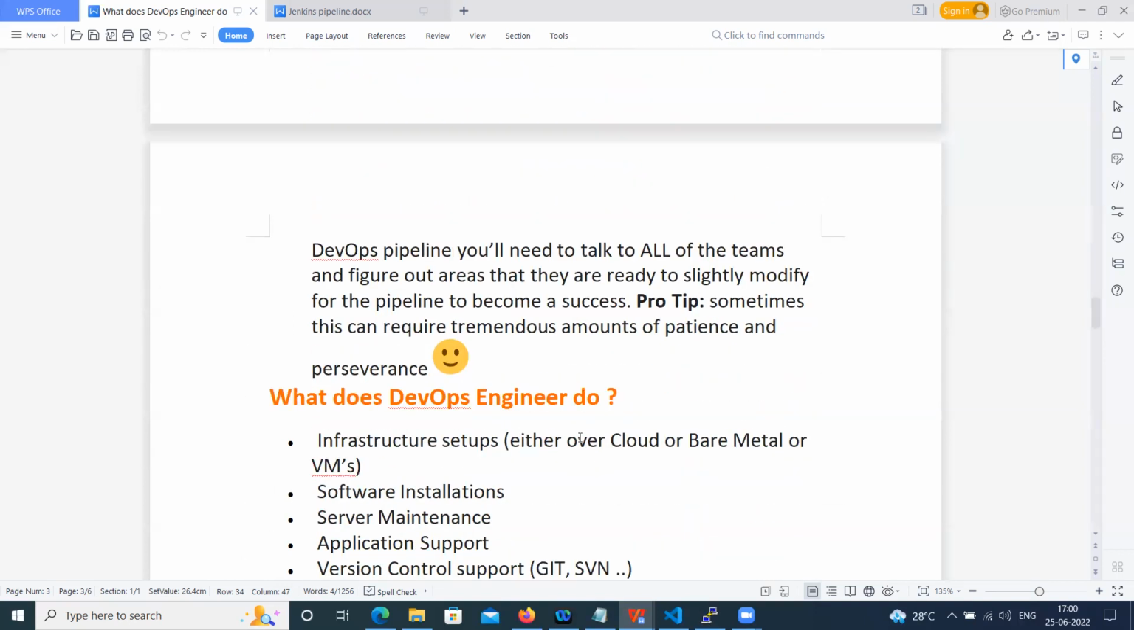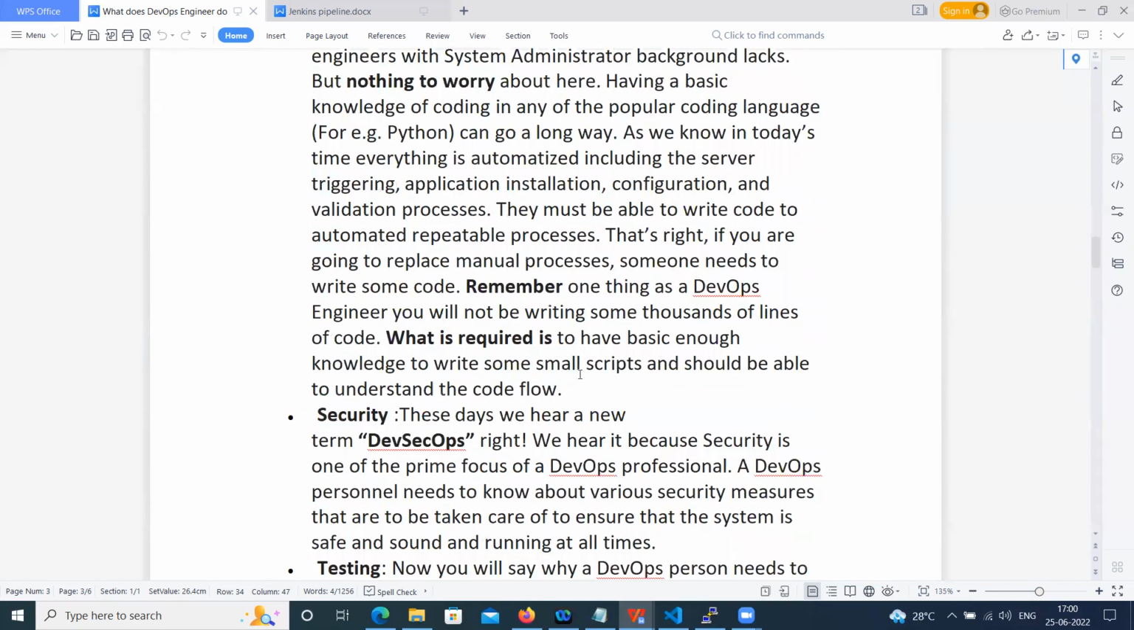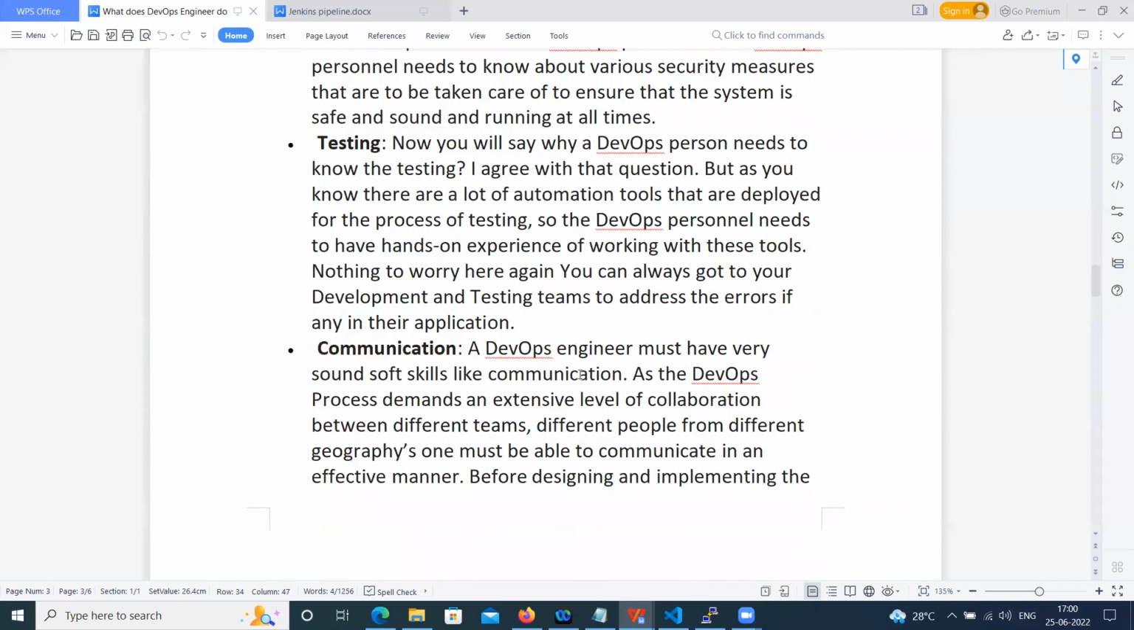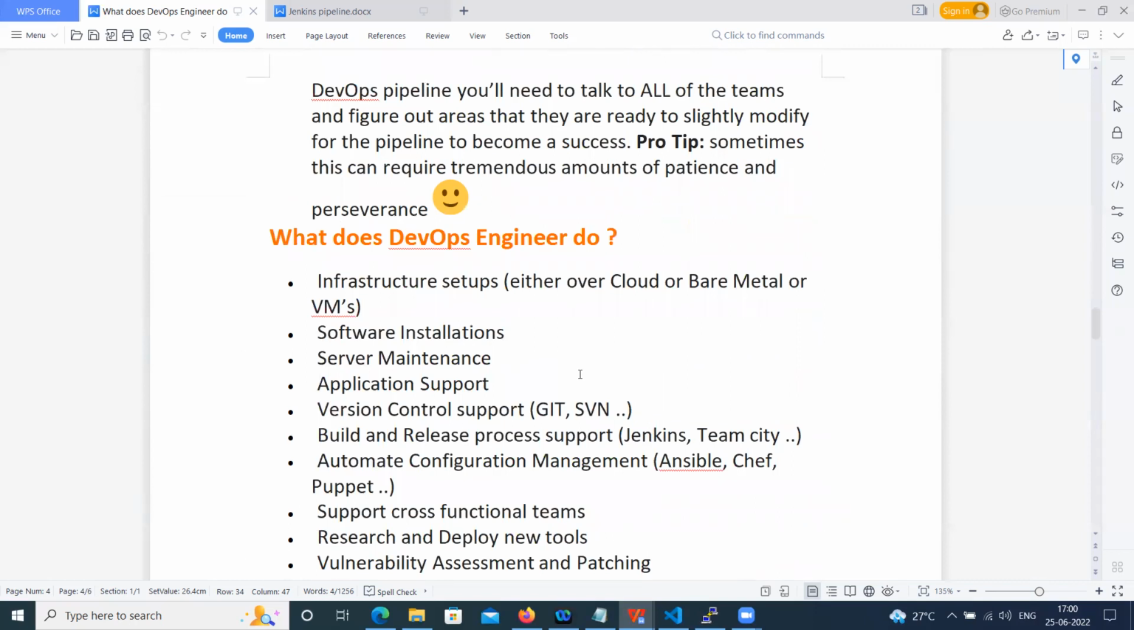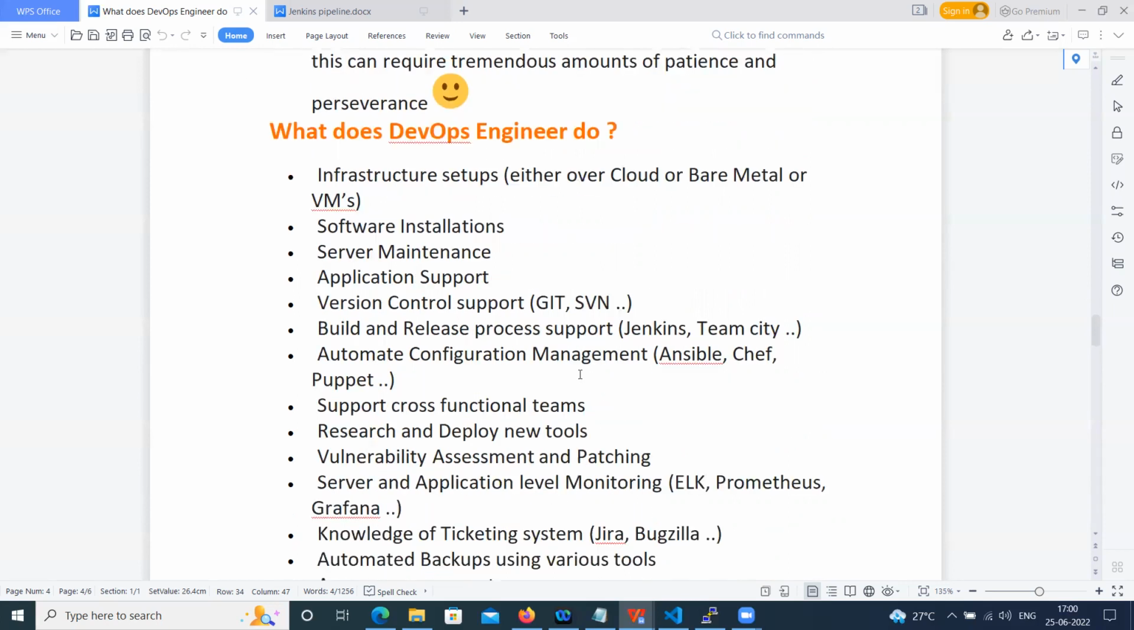Next, what does a DevOps engineer do? We have seen the skills we need for a DevOps engineer, but what does a DevOps engineer actually do? They will ask, what is your daily task? What are you doing exactly? Here are some tasks: infrastructure setup, software installation, server maintenance, application support, version control support using tools, then build and release process support using Jenkins, TeamCity, like this. Then automate configuration management using Ansible, Chef, Puppet. Then support cross-functional teams, research and deploy new tools, vulnerability assessment and patching.